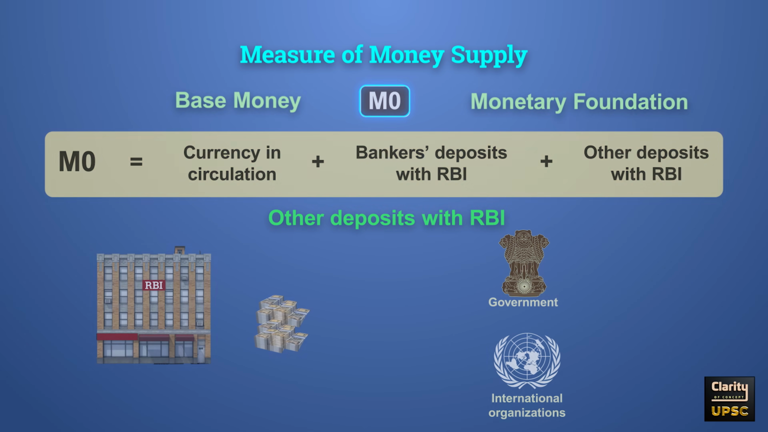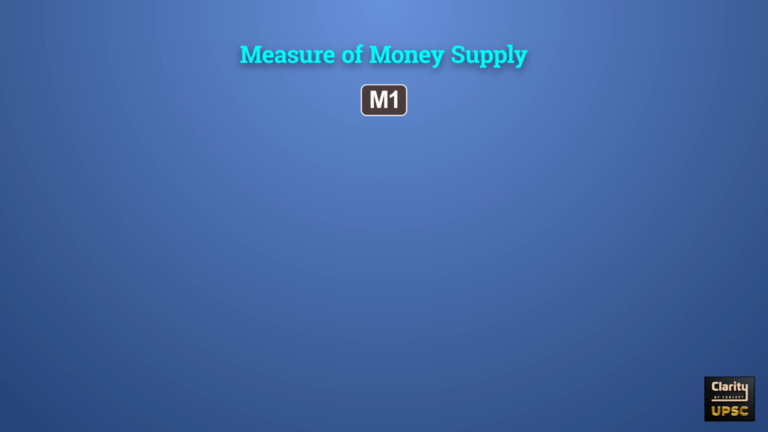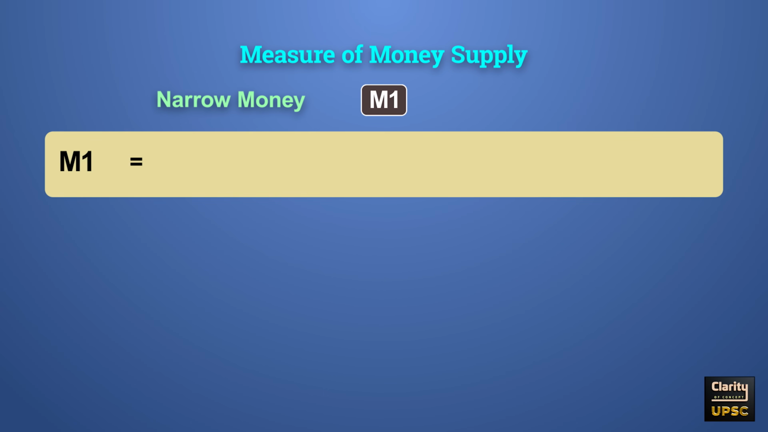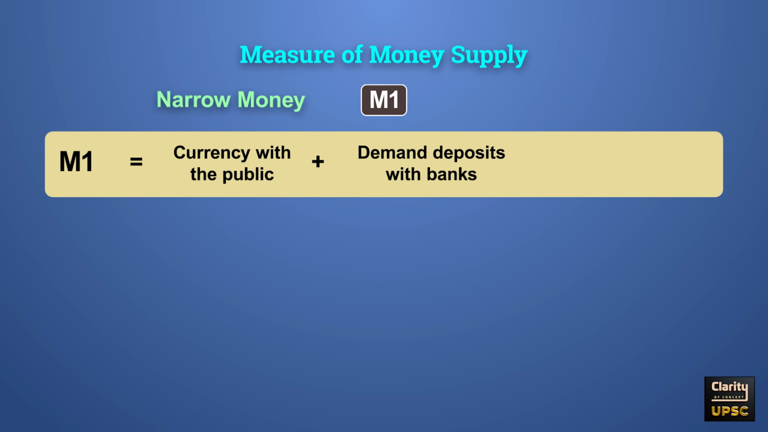This is the base money or the monetary foundation of the economy. Now let us understand M1. M1 is called narrow money. It is called narrow because it includes only the most liquid forms of money. This means money that you can use immediately for spending. Now let us see its formula. M1 is equal to currency with the public plus demand deposits with banks plus other deposits with RBI.